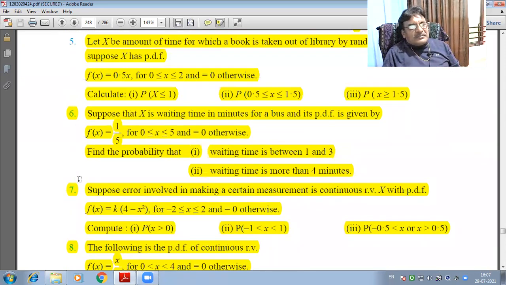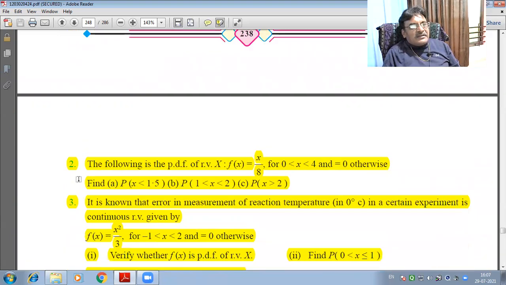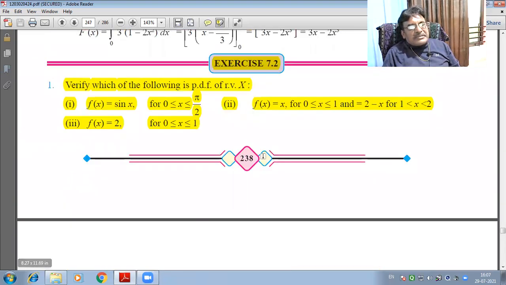That is, this exercise on page number 238, Exercise 7.2, is completely deleted.